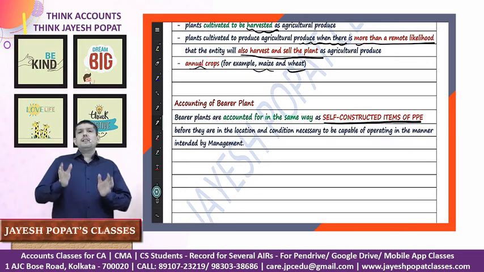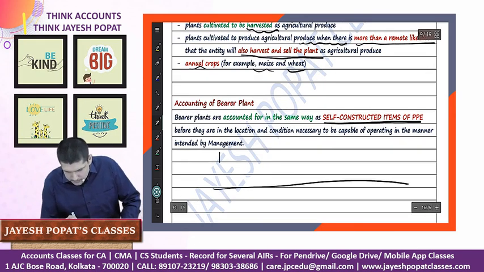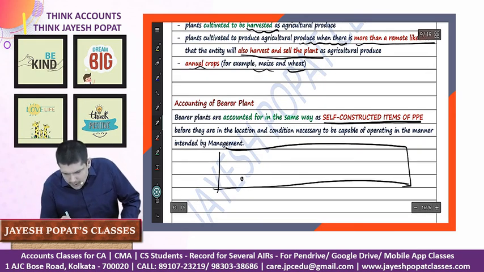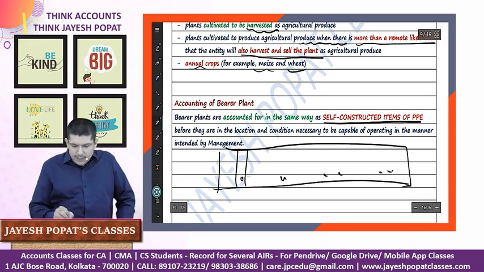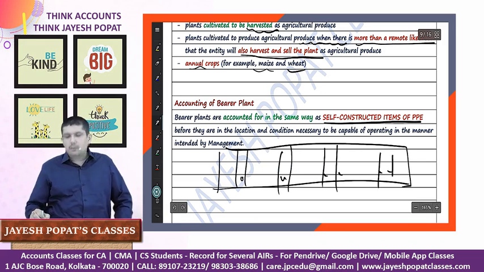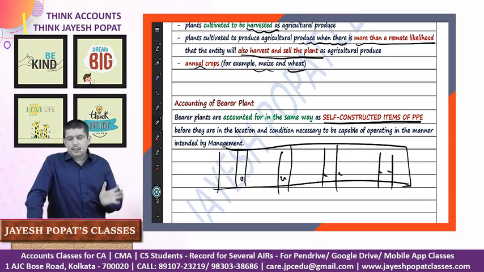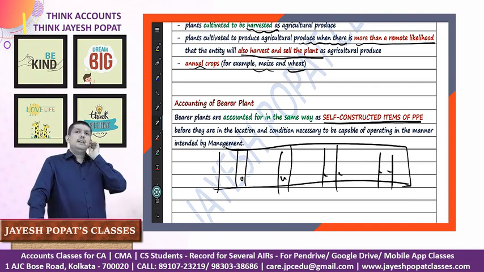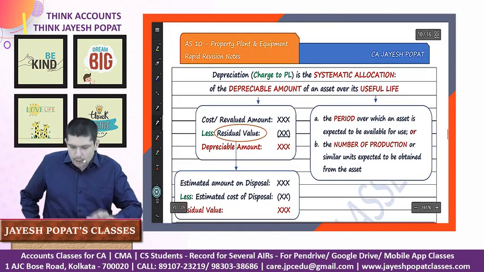Accounting for a bearer plant has to be done as you do accounting for a self-acquired or self-constructed item of PPE. So essentially what will happen is, let's say there's a farm in which I plant mango trees. I will capitalize the cost till the time these mango trees start bearing fruit. Once these mango trees start bearing fruit, the cost which is incurred in maintaining that particular farm will be charged to the statement of profit and loss.